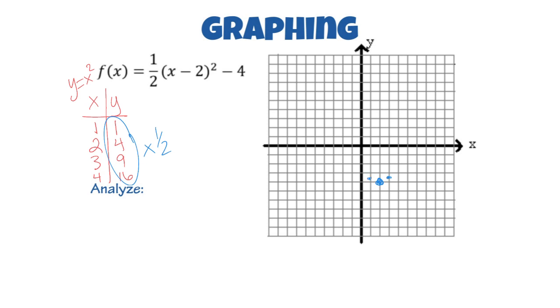Let's go to the next one. It might be a little bit better. Normally, I'm going to go over 2, up 4. Now I'm going to go over 2, up 2, because it's half of 4. Always coming from your vertex. And always putting in that symmetrical point there also.